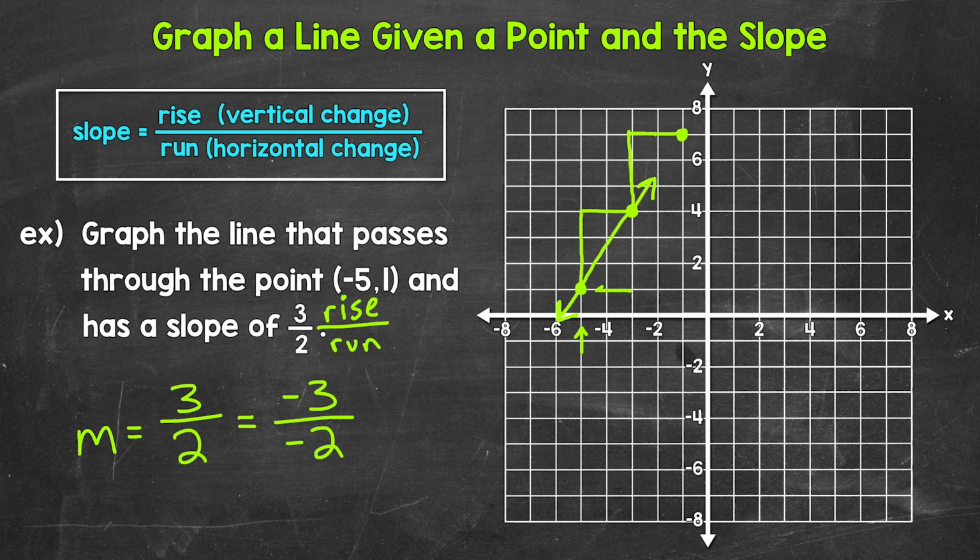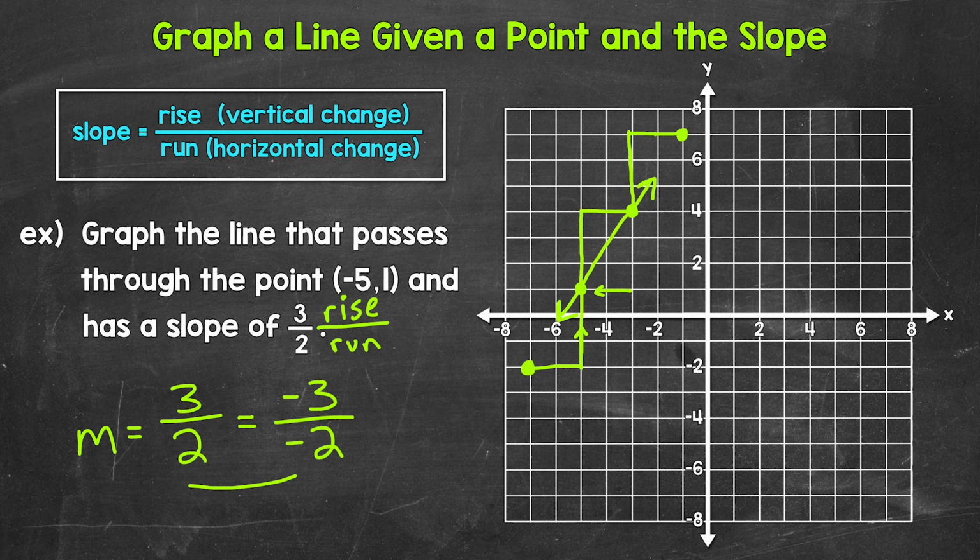And let's go from our original point of (-5, 1). So down 3 units, 1, 2, 3, and then to the left 2 units. 1, 2. And this is another point on the line. Now keep in mind, since our rise was -3, we went down 3 units. And since our run was -2, we went to the left 2 units. So we can go either way from that original point and plot points on the line.